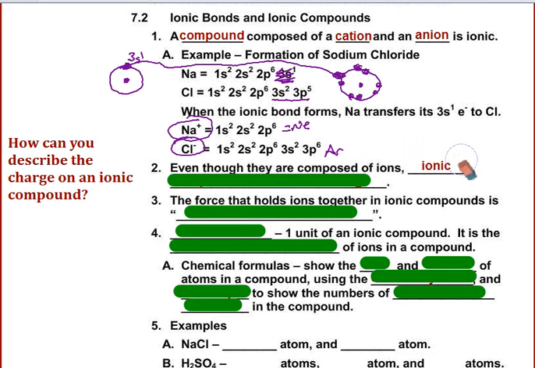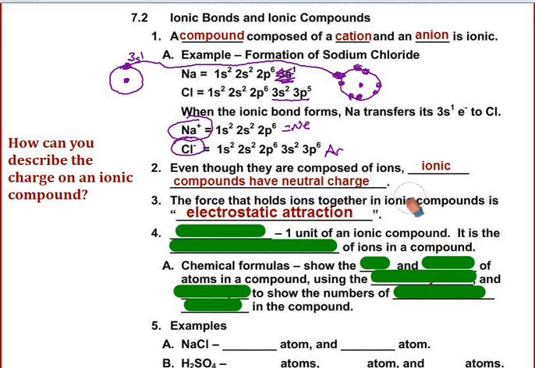So even though they're composed of ions, these ionic compounds have a net neutral charge, in that our total amount of positives equals our total amount of negatives. The force that holds ions together in ionic compounds is the same force that holds electrons around a neutral atom and causes our ionization energy trends and all of that stuff. The force is called electrostatic attraction. The electrostatic attraction between the positive charge of the sodium and the negative charge of the chlorine is what causes these ions to attract together.